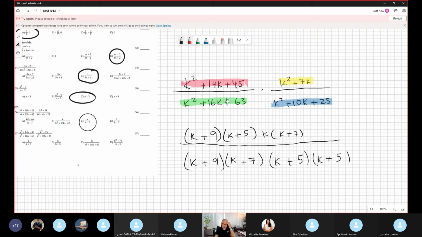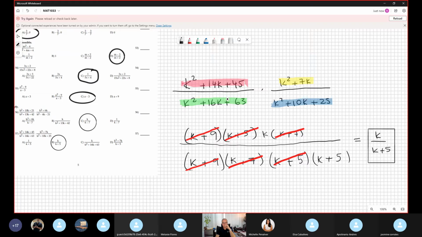Ready to cancel out. Remember, one factor in the top, the same factor in the bottom. One more is cancelled. This and this. This and that. Stay alive. Okay? Over K plus 1. Final answer. I guess so. Yes, it's this.